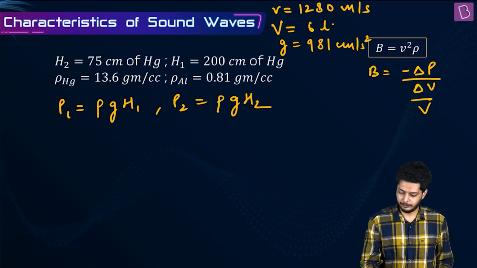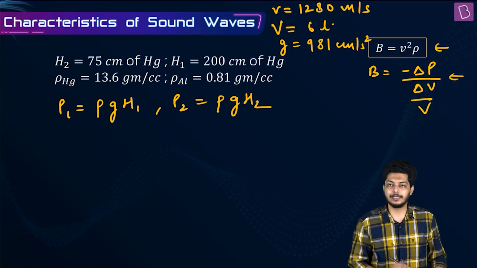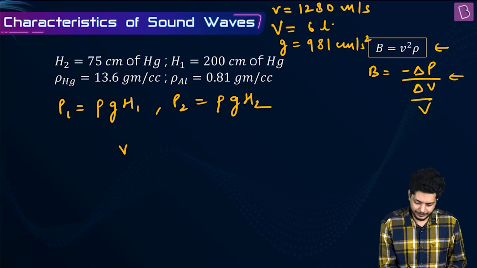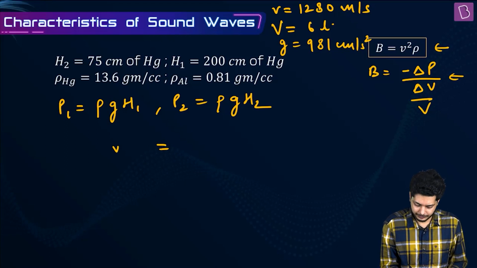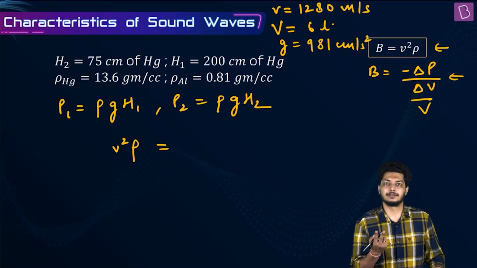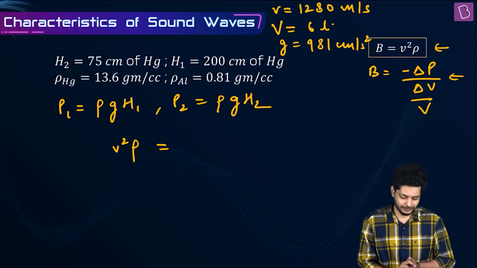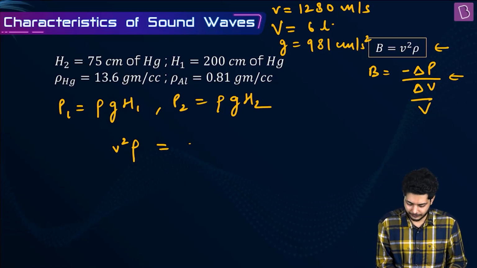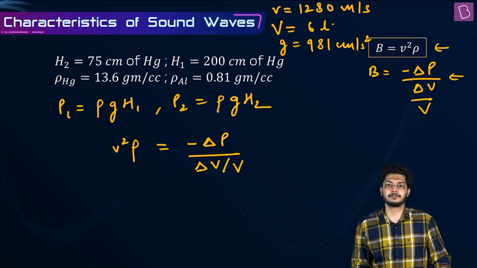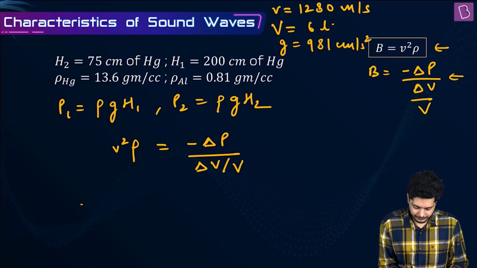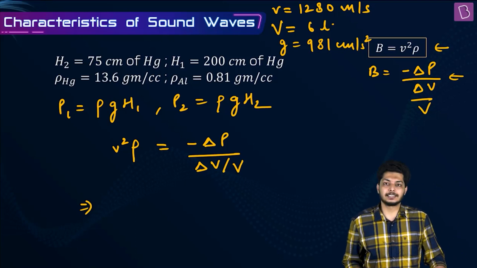Now moving further. We have two formulas for bulk modulus. Can we equate them? Yes. V square rho is equal to minus del P divided by del V by V. Let me write it in short because we have two V's: one is velocity and the other one is volume, so just try to differentiate. Now moving further, V square is the speed squared.